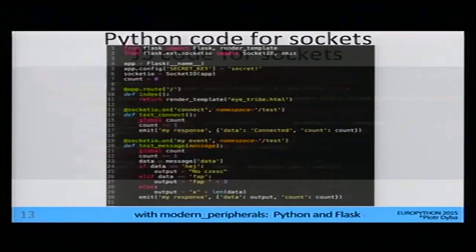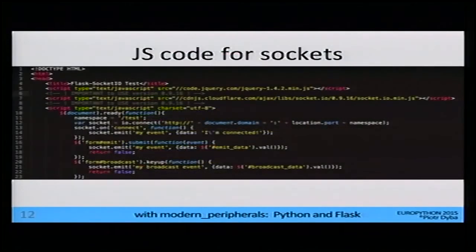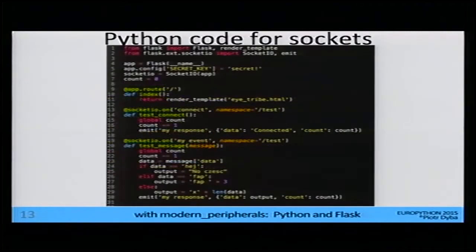If you know Flask, it's important that we will be using version 0.9 of the Socket.IO application, because the current one is not supported by the Flask extension. So it may differ from what you will see on the internet right now.